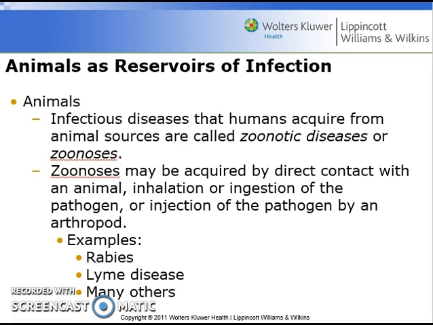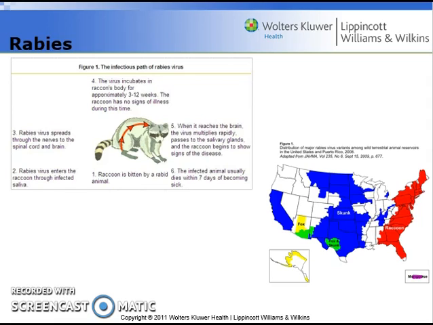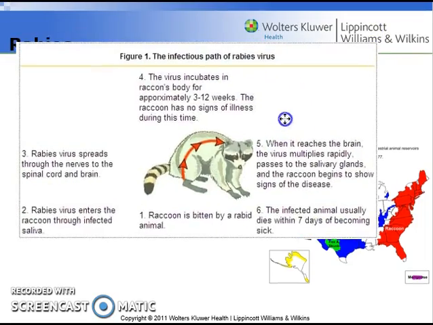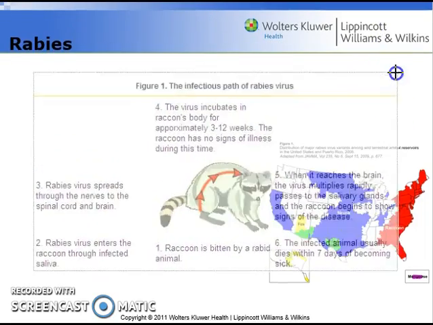In those reservoirs, eventually the pathogenic organism leaves the reservoir and gains entry into a new host that will be susceptible to the infection. I said an example of this is rabies, so let's take a look at the infectious path of rabies. Here's a picture of a rabid raccoon.